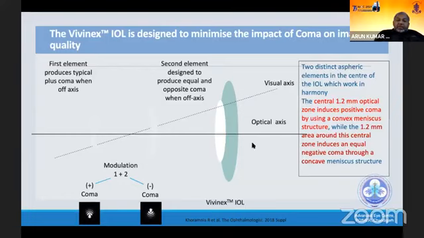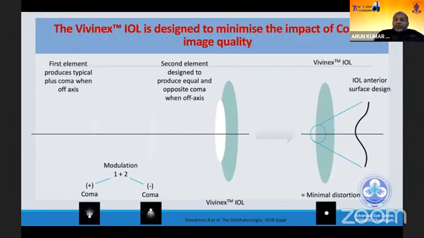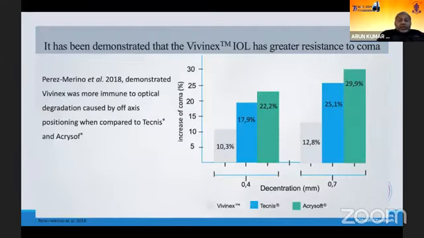So the combined effect is that it improves the image quality by counteracting the decentration effect as well as tilt effect. You can see it counteracts in opposite direction and you get a minimal distortion of image. And it has been shown in various studies that the Vivinex platform is more immune to optical degradation caused by decentration when compared to other two platforms, with maximal tolerance to decentration.